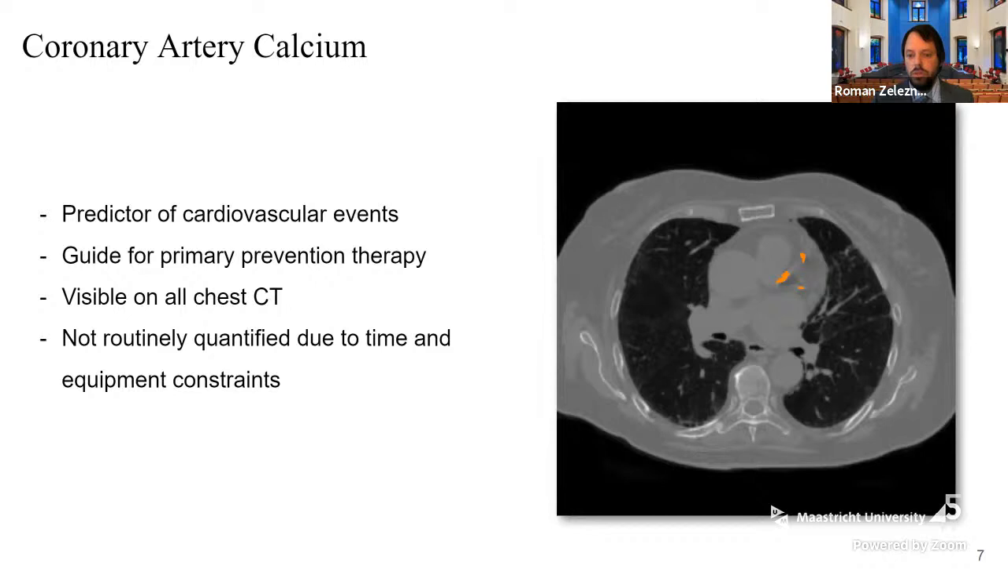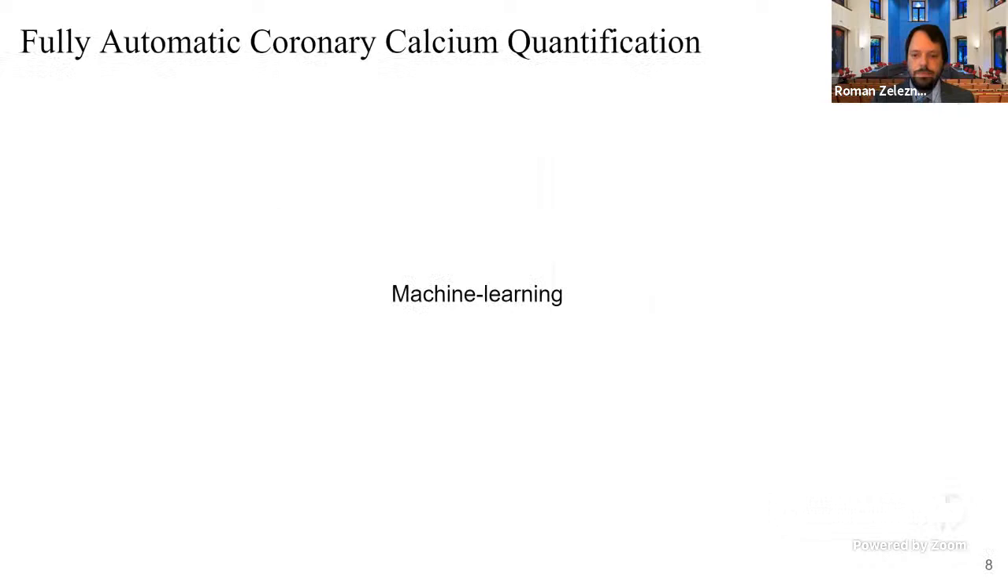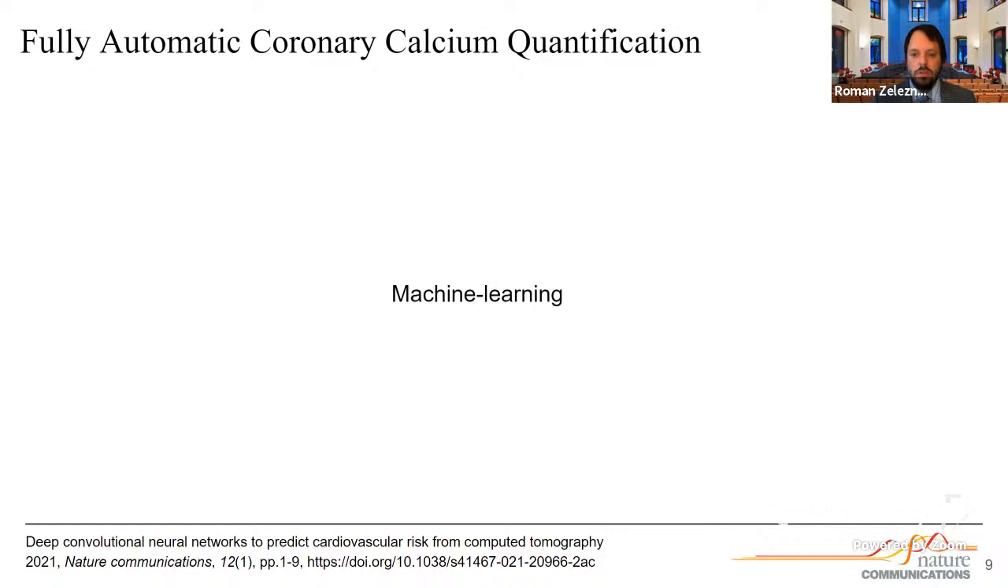While the calcium score is traditionally measured on specialized cardiac CTs, it can also be measured on nearly every standard CT scan of the chest performed without contrast. However, the measurement requires radiological expertise, time, and specialized equipment. As a result, this essentially freely available information is often not reported. With this background in mind, we started a project to develop a machine learning system for fully automatic coronary calcium quantification, which we also published in the link below.